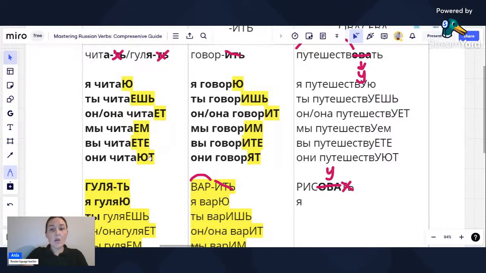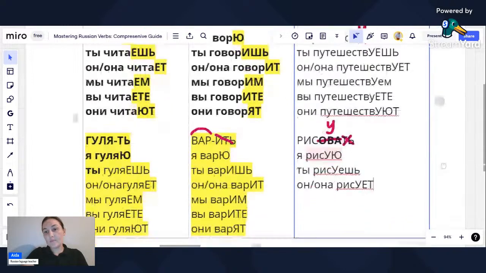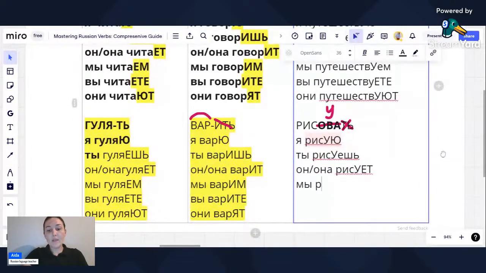Let's have a look. Я рисую. Я рисую. Ты рисуешь. Он, она рисует. Мы рисуем. Вы рисуете. Они рисуют.